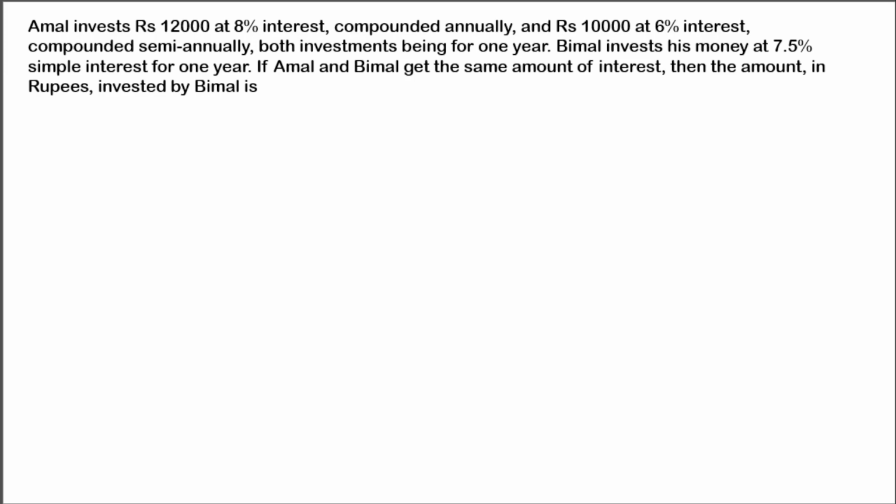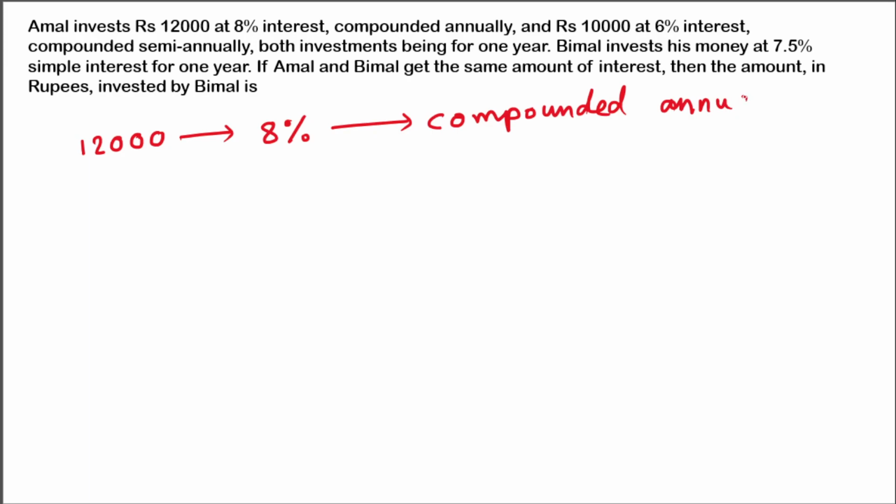A person invests 12,000 rupees at 8% interest. It is important to note that this is compounded annually, okay? Compounded annually. This is a very important part of the problem. And he also invests 10,000 rupees at 6% interest, and this is compounded semi-annually.